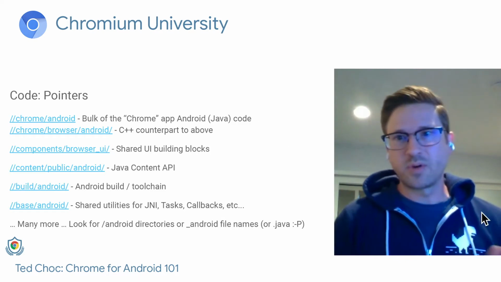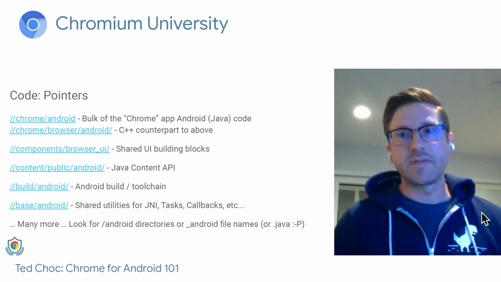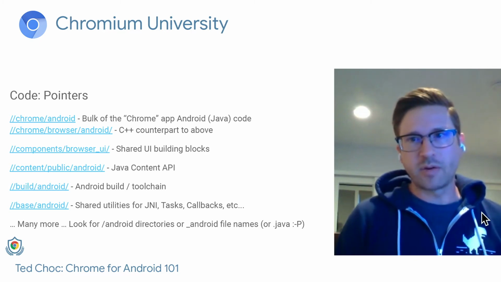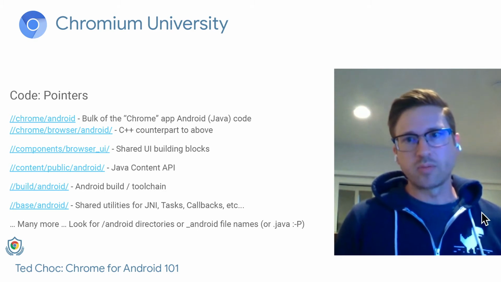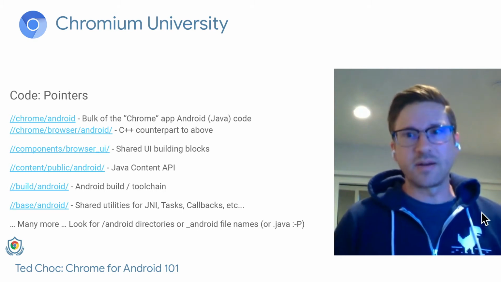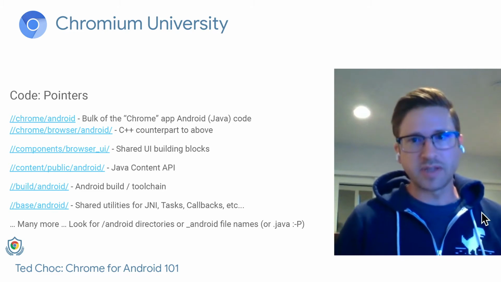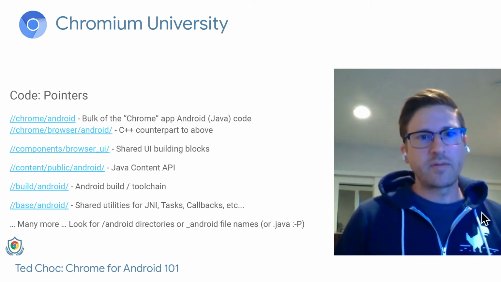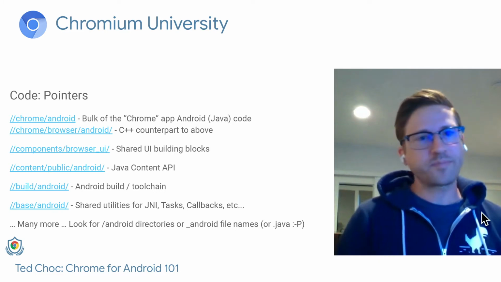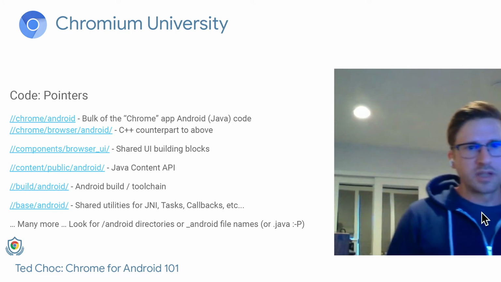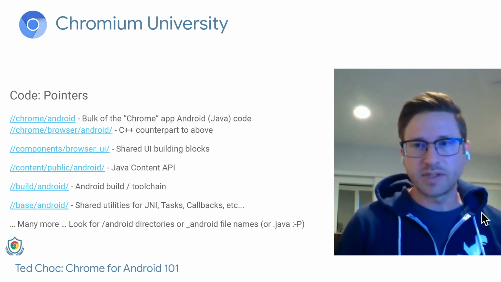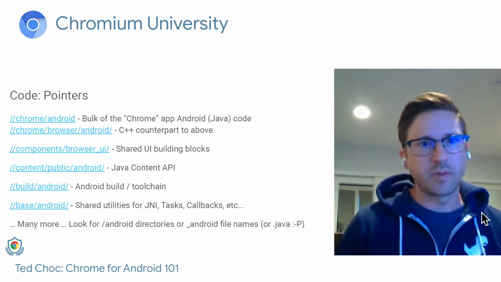So these are some general code pointers. Again, this is definitely not meant to be exhaustive. But if you're looking for where Chrome Android, the app, is, you should look in Chrome/Android. I will highlight that that is not the desired thing long term, but that's a place to look today. Then you have Chrome browser Android, which is the C++ counterpart to the above. Then if you want to look for some building blocks for starting to build UI, look for Components browser UI. It's a good place to see what's capable and available to build with.